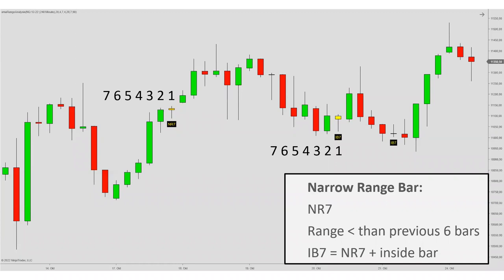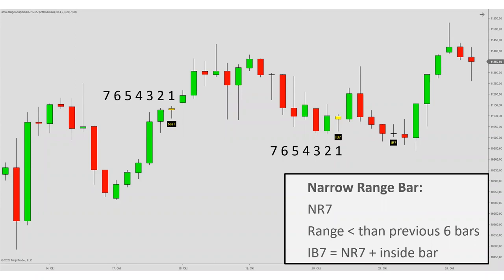inside bar if it's concluding the narrow range 7 bar. So we see inside bar 7 here. There's a narrower range than the prior 6 bars, but it's also an inside bar. So that information is available as well.